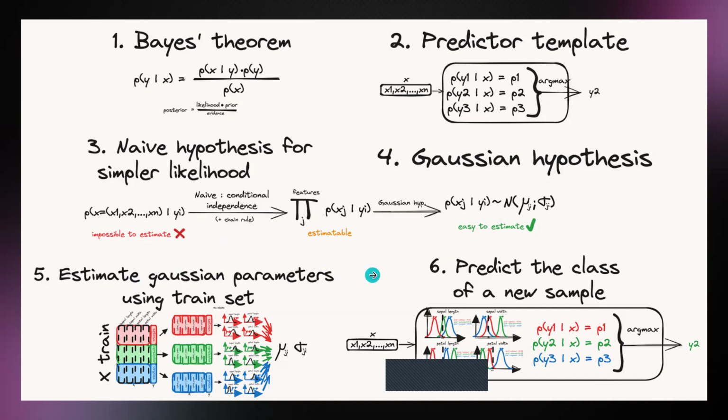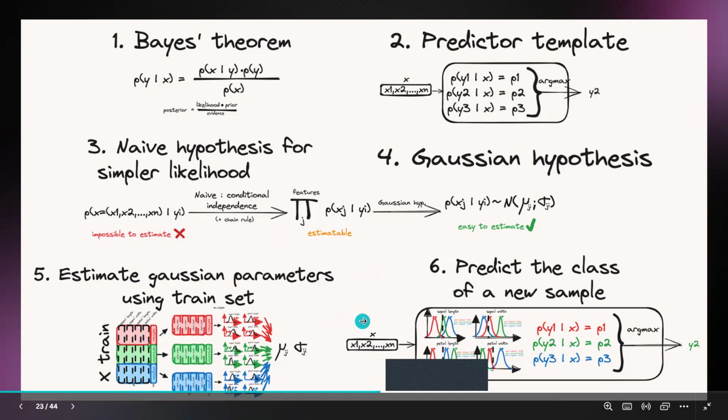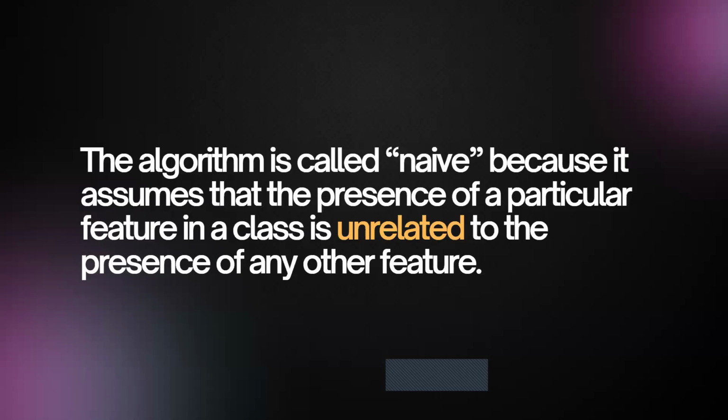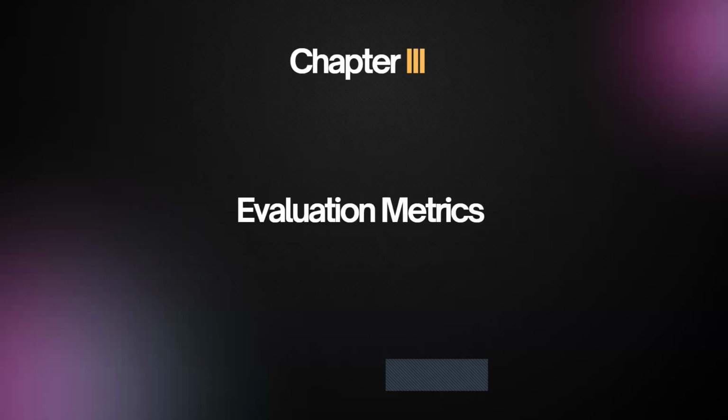And then we are estimating the Gaussian parameters. Okay, so if you see this, this is basically checking what is the probability of that happening, and we predict the class for a new sample. Looks fancy, but we learned naive Bayes with a very simple example. The algorithm is called naive because, obviously, you should remember this if you're giving an interview, or if you're ever asked, you should know that it's called naive because it assumes that the presence of a particular feature is unrelated to the other one. Okay, let's move on to chapter 3, evaluation metrics.